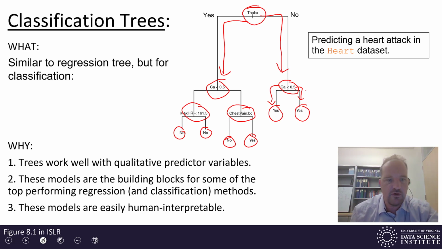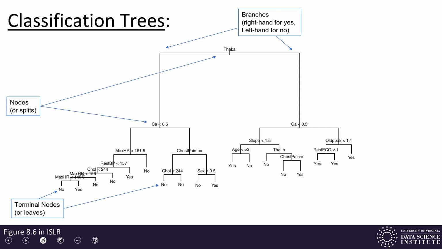Another factor which can easily be overlooked: these decision trees can be checked off of a piece of paper. You don't need a computer to apply them. So if you're doing medical diagnoses for places in the world where computers aren't readily available, having it on a piece of paper is nice. It's a good advantage. Okay, so let's talk a little terminology.